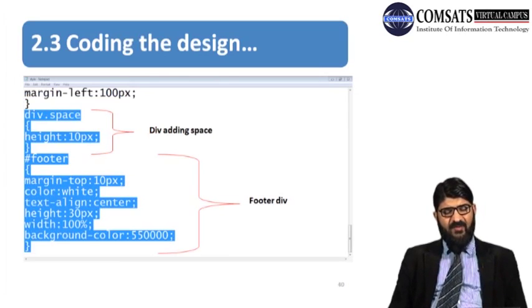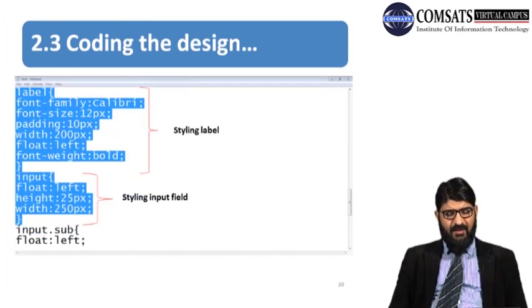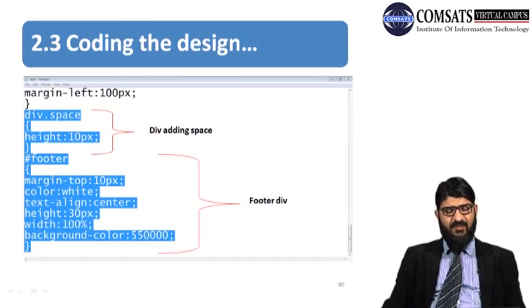So now adding a space after the divs. For the space, if you do consider, it is mentioned div dot space, and then height is created, that is how much space is to be added, that is 10 pixel.